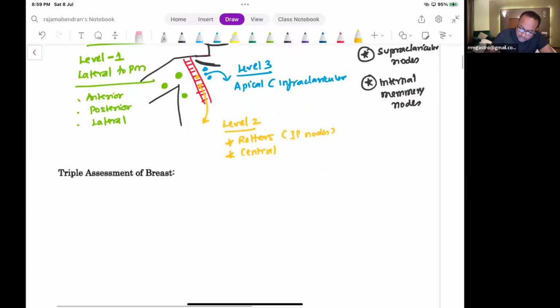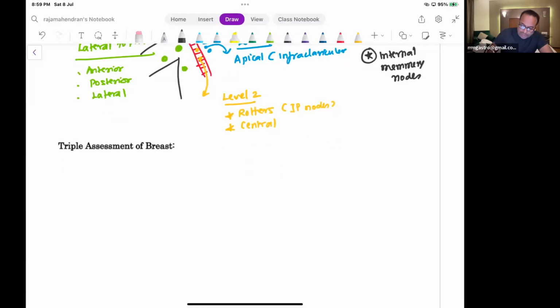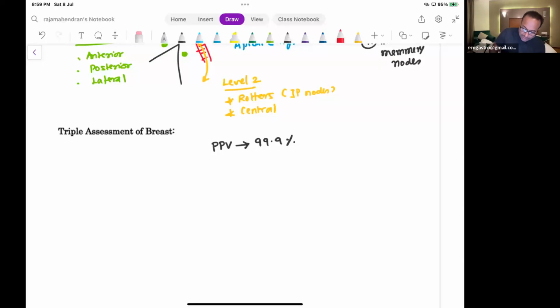Okay. Coming to the triple assessment of breast. By doing a triple assessment, positive predictive value of cancer is diagnosed by 99.9%. I can diagnose the cancer accurately by doing this triple assessment. So I hope you will have no doubt in triple assessment, which is made up of clinical examination, which includes history taking also, clinical examination and history taking.